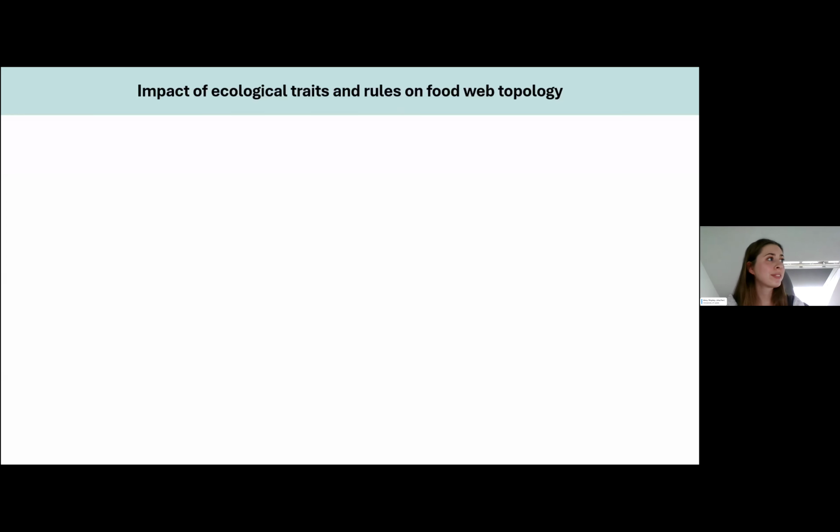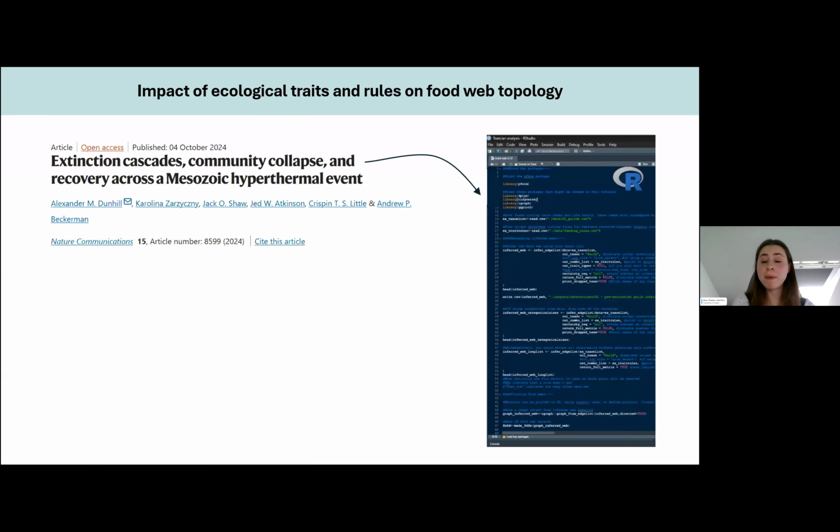Okay, so finally, I just want to talk a little bit about the impact of ecological traits and rules on food web topology. So this model, the FIM, has actually been in a published paper, and because of that, the R code for this is widely available and it's really well annotated, like it's quite self-explanatory. So I'm not going to go through that now.